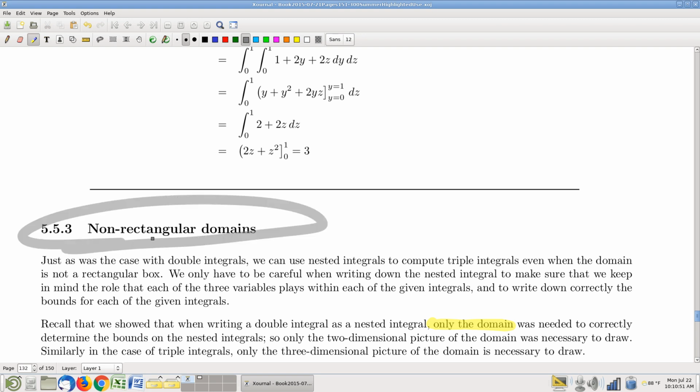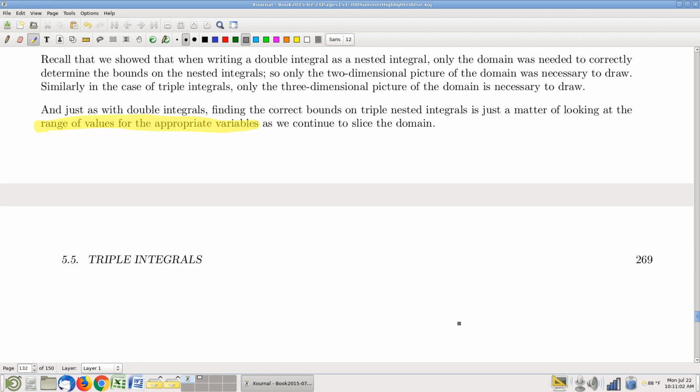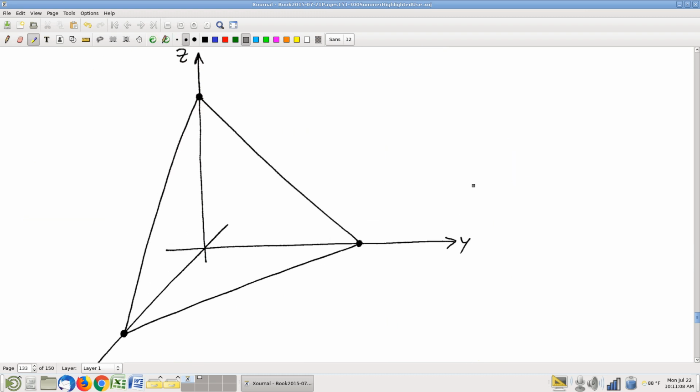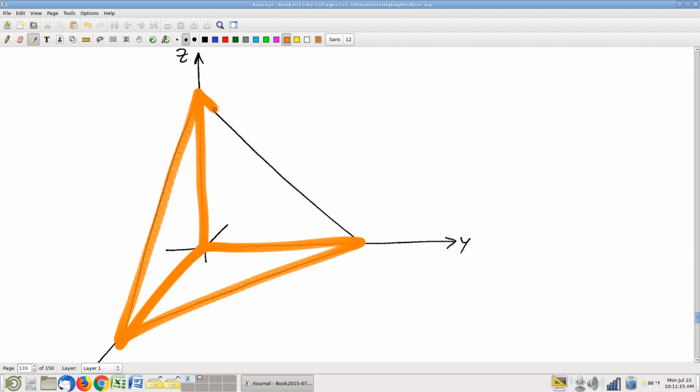We're going to go straight to non-rectangular domains. I think the best way to get this is just to dive right in and notice the patterns. Notice that we're doing exactly what we did with double integrals. And just like with double integrals, we're going to look just at a domain. So let's suppose, for example, that here's our domain. I want to compute on this domain a triple integral of some function.